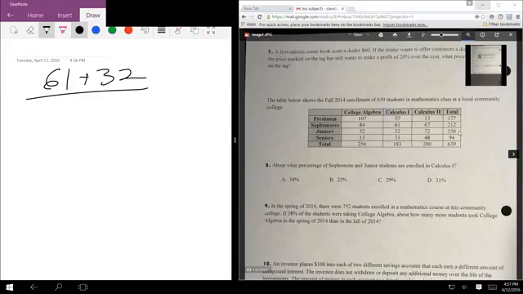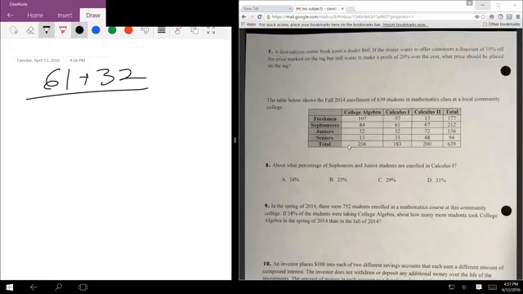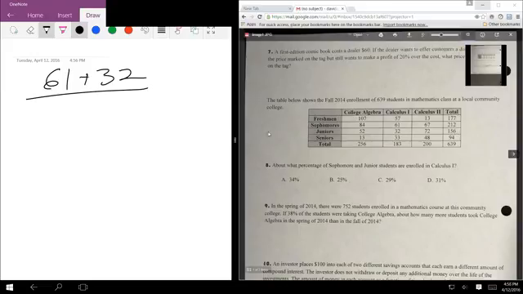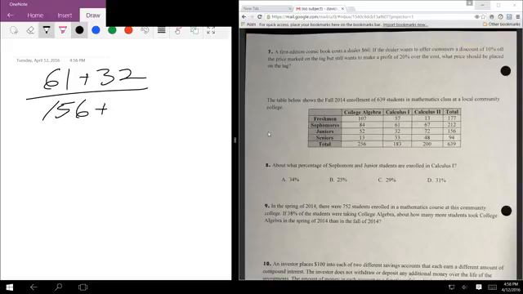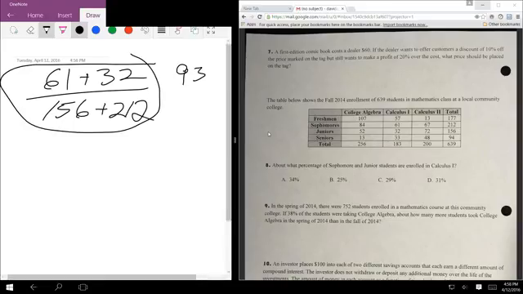93. Hold on, the total juniors is 156. Total sophomores is 212. You've got to add those 2 totals together. Yeah, I did. 61 plus 32. No, that's the numerator. But we need the total number of sophomores and juniors. That 93 is the number of sophomores and juniors that are taking Calc 1. To get their totals, how many total juniors are there? 156. How many total sophomores are there? 212. So the answer is going to be 93 over 368. What is that percentage?